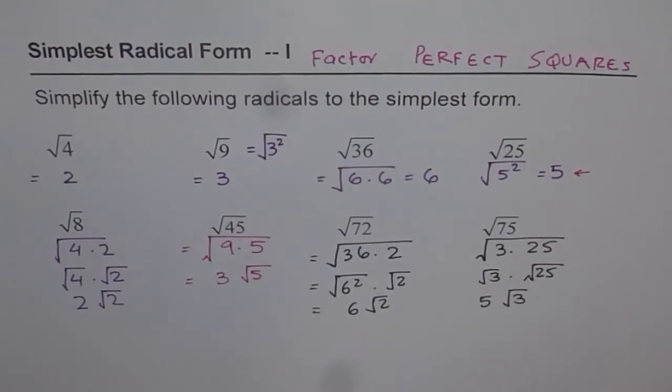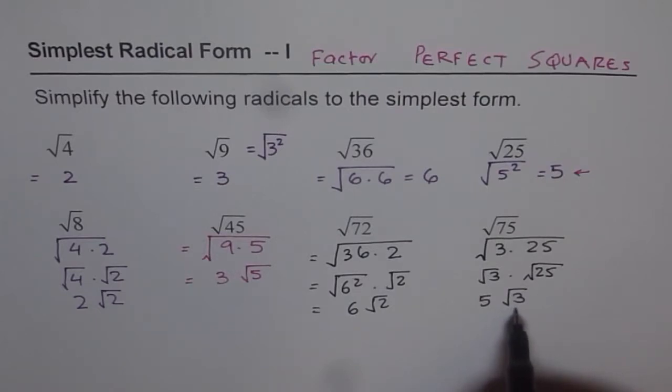So like this, you can always simplify the radicals. And when we say that the radical has been simplified, it really means that whatever you have under the radical does not have a perfect square as its factor. Then we say it is simplified, okay? So that is how we can actually do these questions.